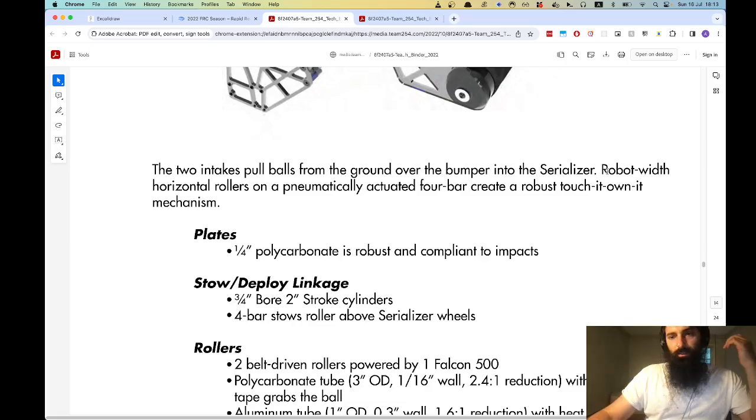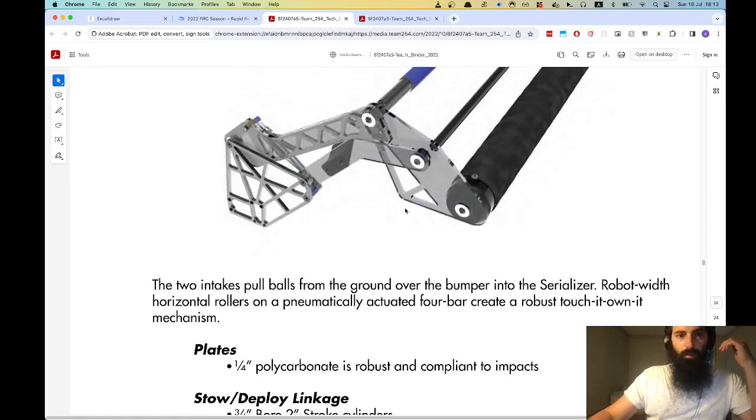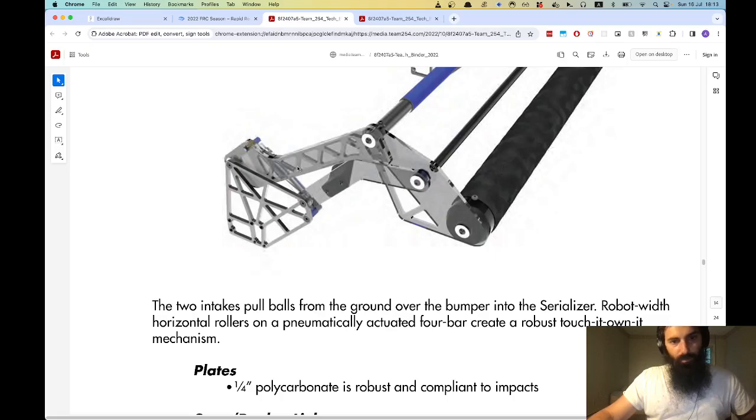Over the bumper into the serializer. Robot with horizontal rollers, on a pneumatically actuated 4-bar. Okay, so that's what this is.